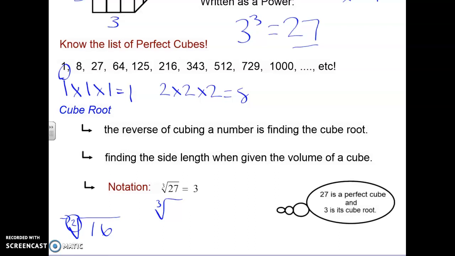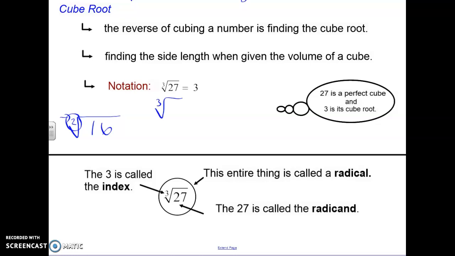And then if we look down at the last little piece here, we have the 3, which is the index, as I just mentioned. The 27 would be called the radicand, and the entire thing, once again, would be called the radical.